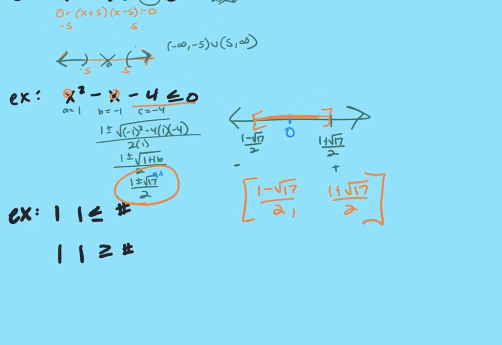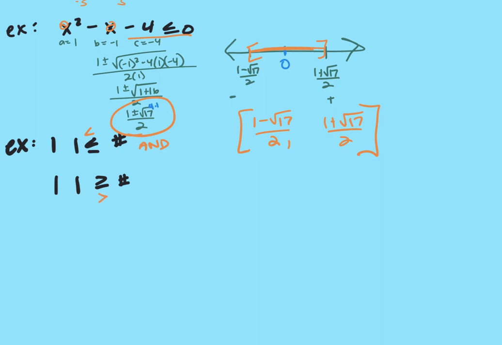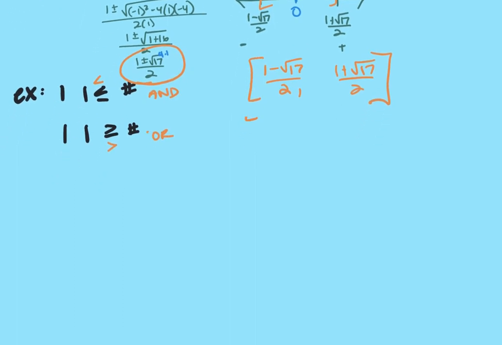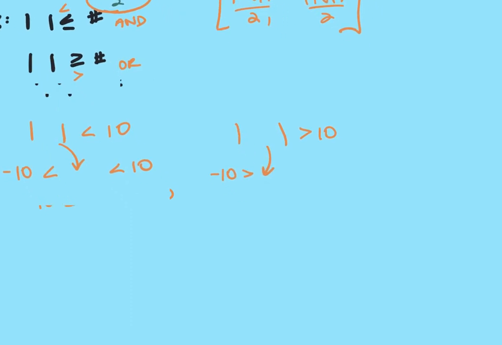Whether it was less than or equal to, this becomes an and statement. And if it was greater than or equal to, it became an or statement. So if it was less than 10, this was negative 10 is less than whatever's in the middle, which is less than 10. And if it was greater than 10, then negative 10 is greater than whatever was in the middle, or whatever's in the middle is greater than 10.